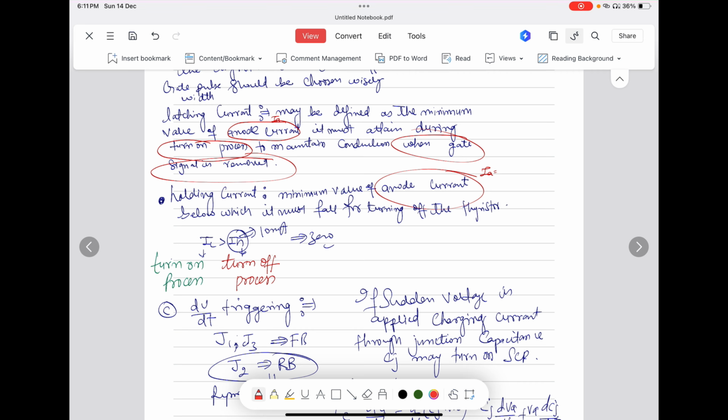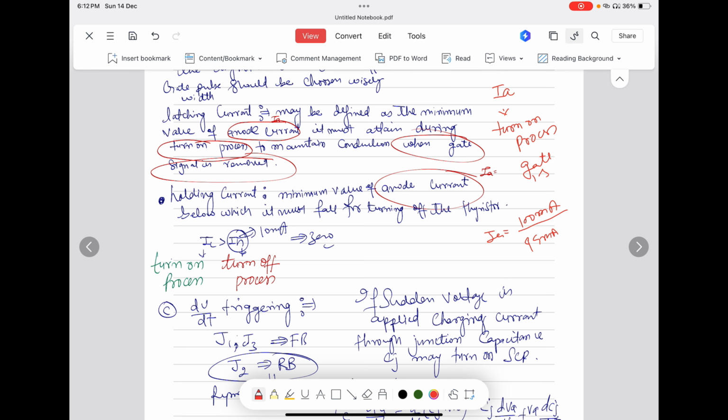First of all, Ia is the anode current and it is associated with the turn-on process. The condition is also that the gate signal is removed. For example, if the latching current is 100 milliampere, then to conduct the SCR, we should maintain the 100 milliampere value. If it is 99 milliampere and the gate signal is removed, the SCR will not conduct.